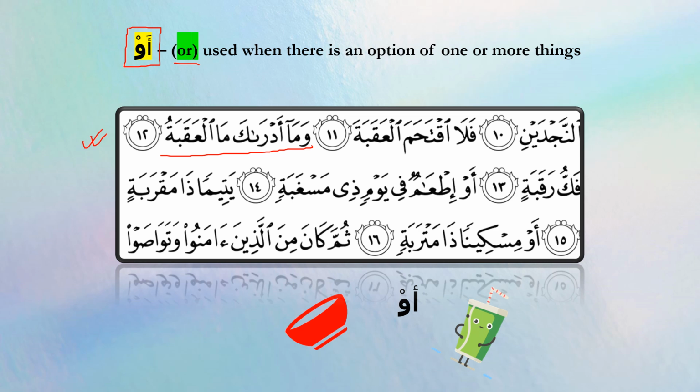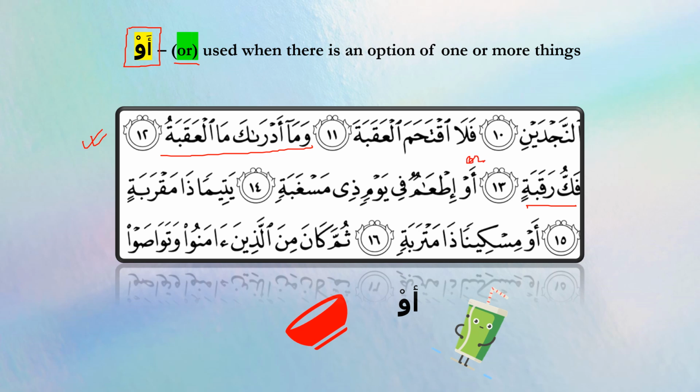And what is the steep path for people in the dunya? It is the task, sometimes doing a good behavior, sometimes doing a good deed, that becomes difficult for us. And here Allah subhanahu wa ta'ala gives the answer, explaining to us: fakku raqaba. Fakku raqaba means to free a slave. Aw, or, now there is an option.